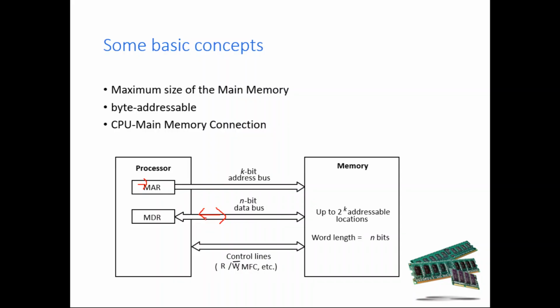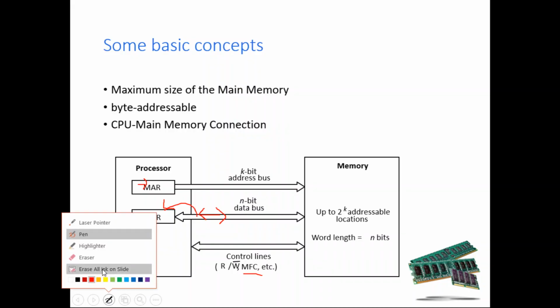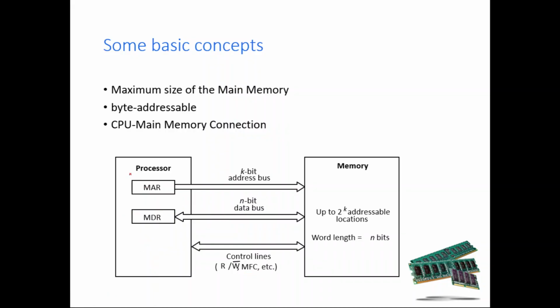Once the data is available in the data bus, the MFC signal will be created on the control lines. In the control lines, one of the signals is MFC, memory function complete. Once this MFC signal is generated to the processor, the processor will move the data from the data bus to MDR, and from MDR it can be moved elsewhere also. So this is the case for the read operation. For the write operation, if the processor wants to write something to the memory, the address to which it wants to write will be loaded in MAR.